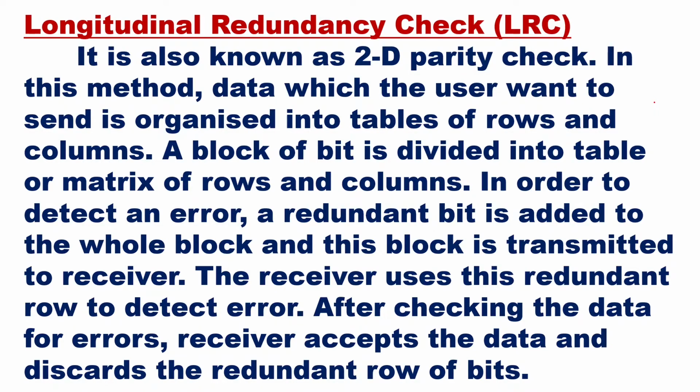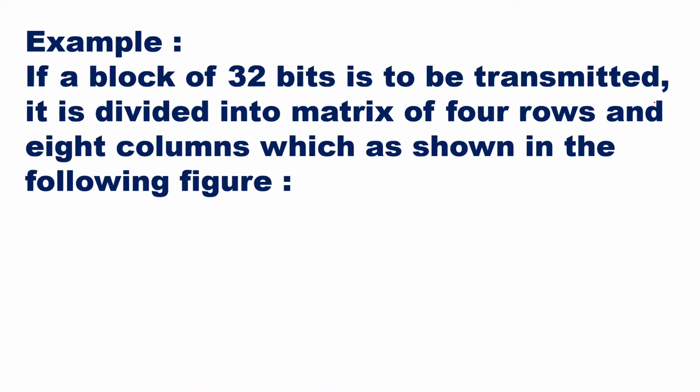Okay, so whatever extra bits you have added, the receiver will discard them and receive only the message. Now this system you'll understand better if you follow an example. Let's take one example. If a block of 32 bits is to be transmitted, it is divided into a matrix of 4 rows and 8 columns, as shown in the figure. So here you will have 32 bits altogether, and those 32 bits we are going to form into 4 rows and 8 columns. So 4 into 8 is 32.